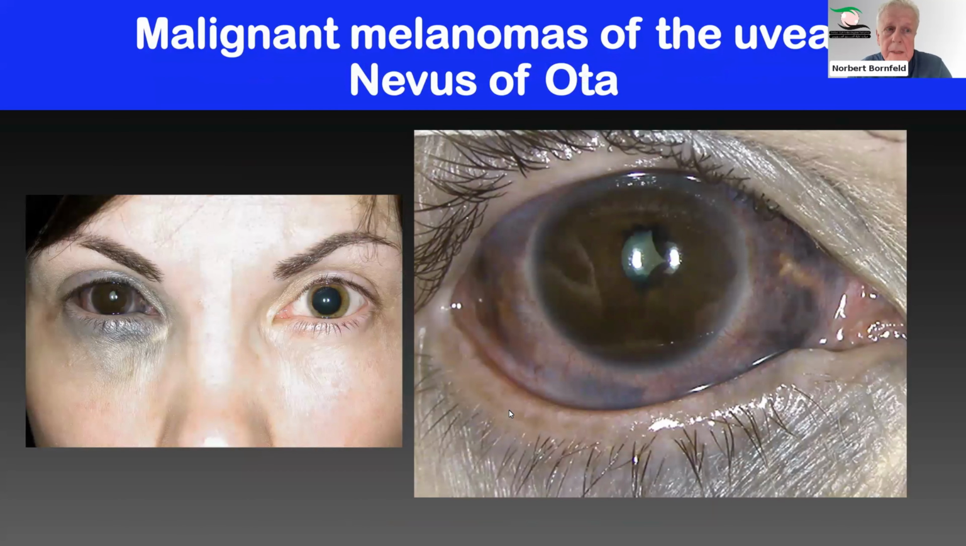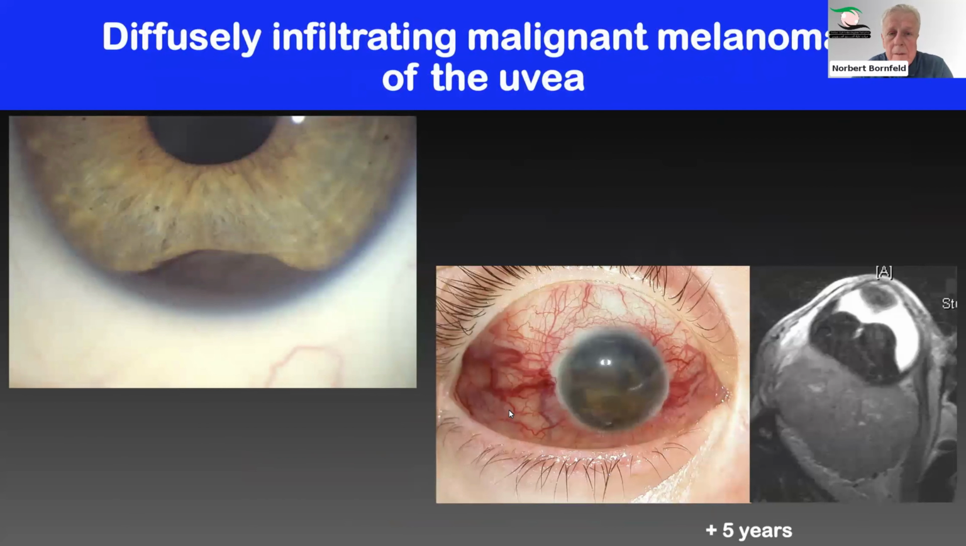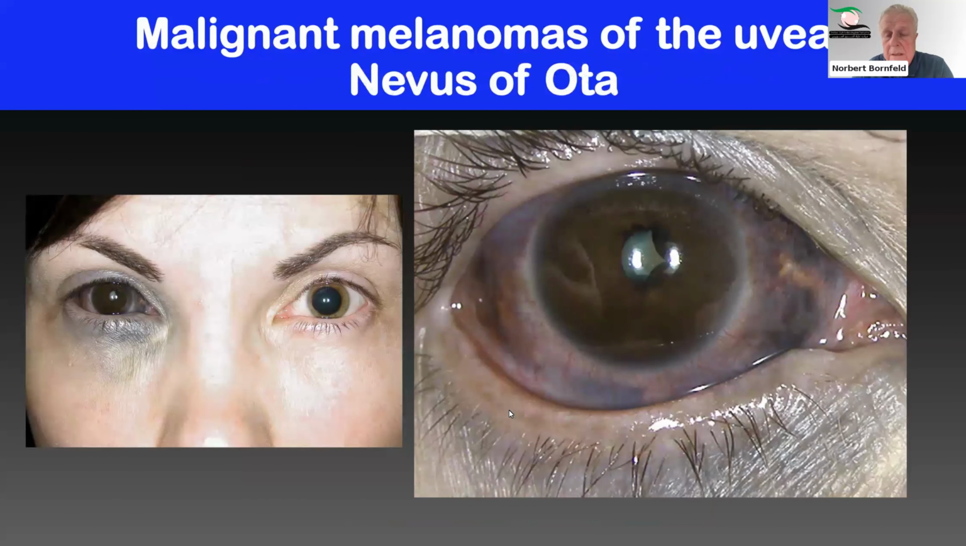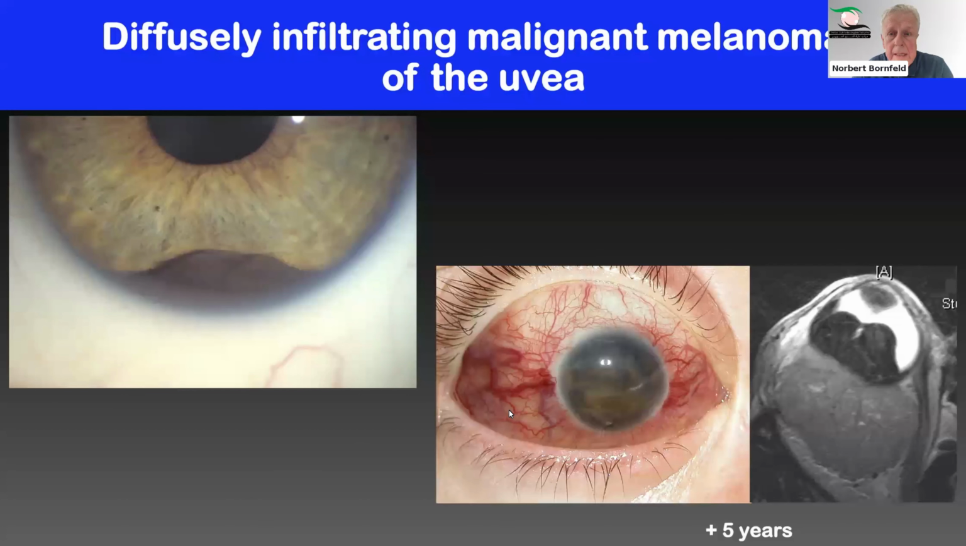Nevus of Ota is rare, but very typical. When you see such a patient having melanosis of the eyelids, melanosis of the sclera of the whole eye, dark brown eyes, and a diffuse brown staining of the whole posterior segment, this is nevus of Ota, and these patients unfortunately have a very high risk of getting malignant melanomas.